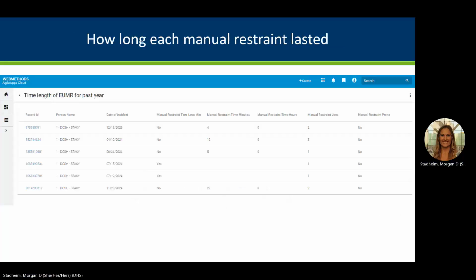This next report, titled How Long Each Manual Restraint Lasted, can help service providers determine if restraint use is increasing or decreasing in duration. A decrease in duration over time might indicate that the positive support strategies are working, whereas an increase in duration might indicate that the strategies need to be updated. Providers might also need to investigate holds that are unusually lengthy for a person receiving support.